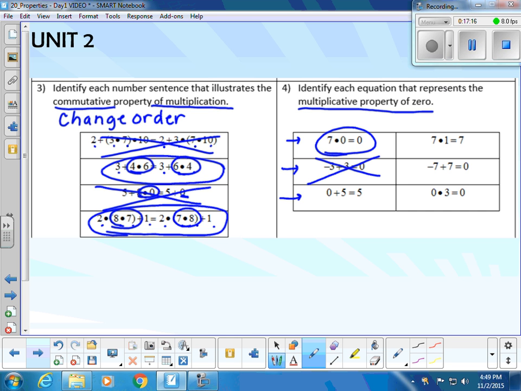This one, 0 plus 5 equals 5. I'm adding again, and this time the identity of the number is staying the same, so that's the additive identity property. Looking at the next one, 7 times 1 equals 7. I don't even see any zeros, so I know that can't be it. The next one is adding again. It's negative 7 plus 7 equals 0, but I'm not multiplying, so I know that can't be the answer. The last one is 0 times 3 equals 0, and yes, I'm multiplying, and it says that anything multiplied by 0 equals 0.